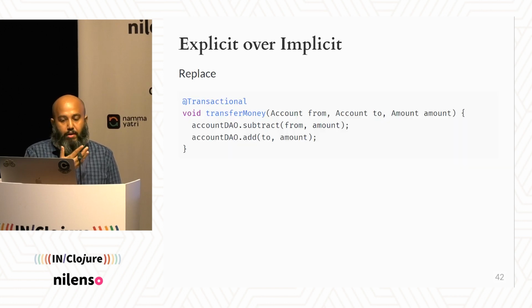This is an example in Java. This is how you write a JDBC transaction. In Java, you put this @Transactional annotation over it, and it just does everything magically. You don't know what is going on unless you go read the docs and try to figure things out. It just works, right? In Clojure, you would actually do it like this, right?